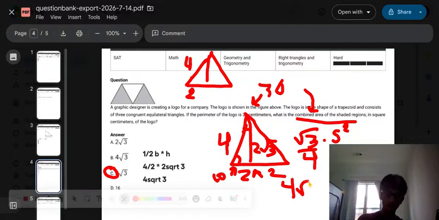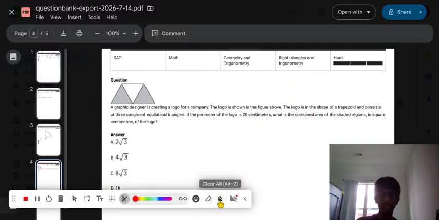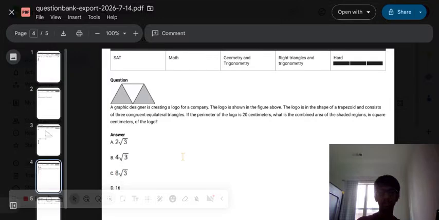So this is just a bit quicker because you don't need to drop the altitude and figure out your special right triangle. You can just know the formula and go along with this. And as always, we have 2 shaded regions, so you can multiply it by 2, and you get 8 square root 3, just like we did using our first method.